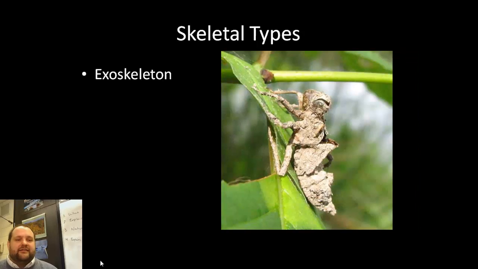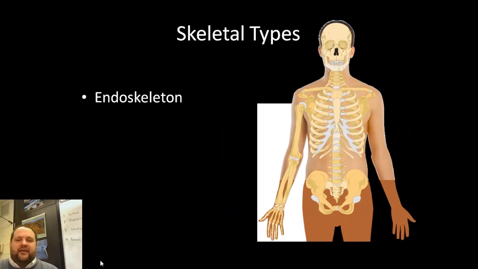There are two types of skeletons I need you to know about. Pretty simple, back to 7th grade biology. There are exoskeletons, and those are skeletons on the outside. And then we have endoskeletons. Endoskeletons are skeletons that are found on the inside of our body. Humans have an endoskeleton. Most insects have an exoskeleton, along with arthropods, spiders, crabs, those types of organisms.